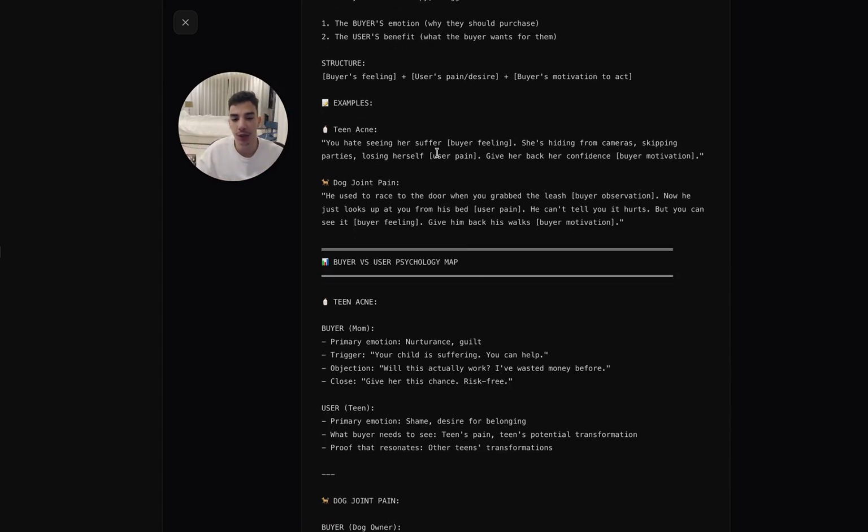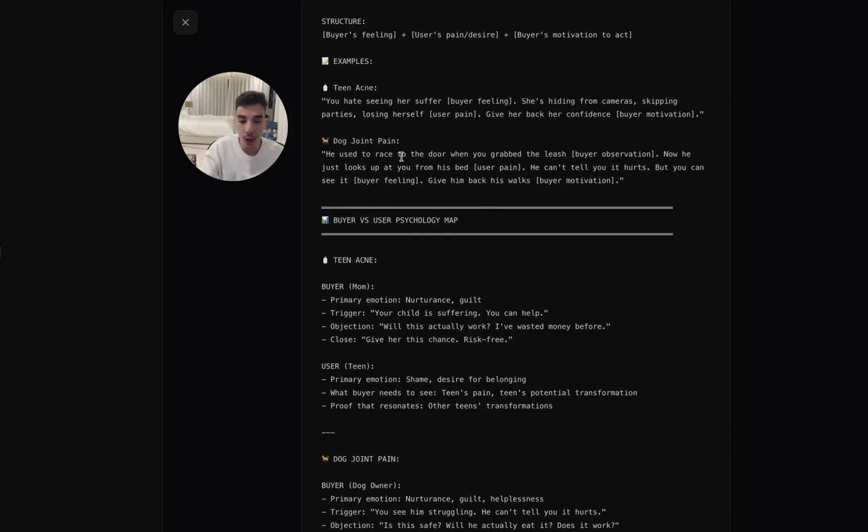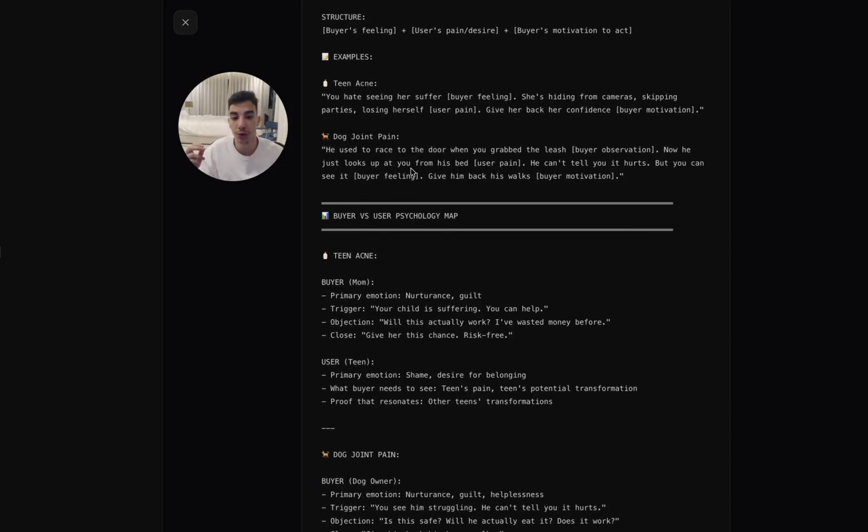Examples: you hate seeing her suffer, the buyer feeling. She hides from cameras, skips parties, losing herself, the user pain. Give her back her confidence, the buyer motivation. For dog joint pain: he used to race to the door when you grabbed the leash, what the buyer observed. Now he just looks up at you from his bed. The user pain: what is the pain the dog is going through? He can't tell you it hurts, but you can see it, the buyer's feelings. Give him back his walks, the buyer motivation, what's going to motivate him to buy.